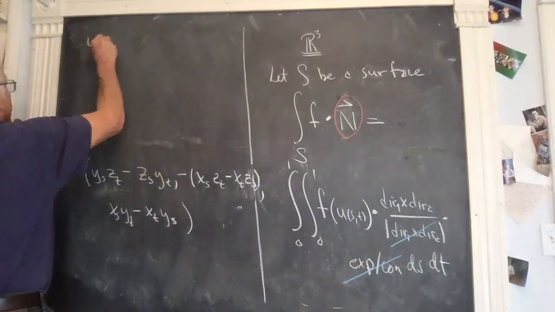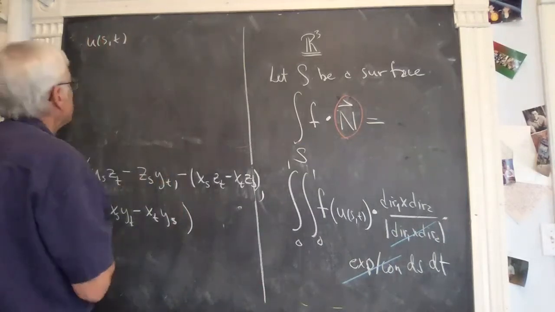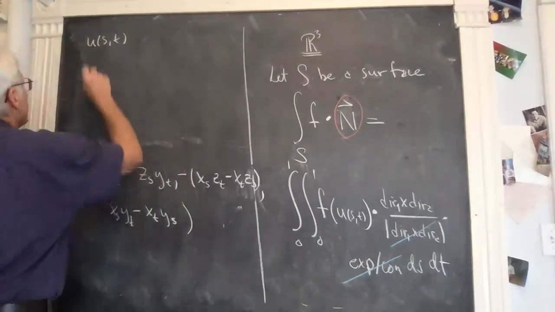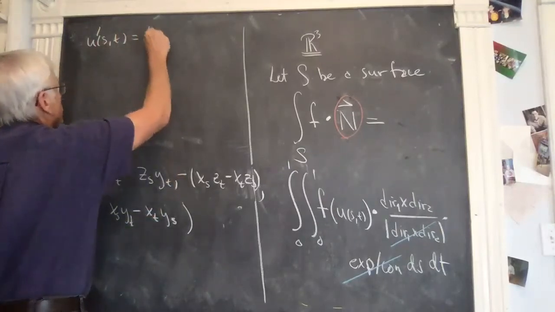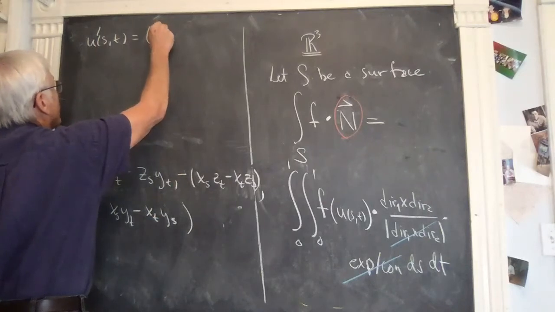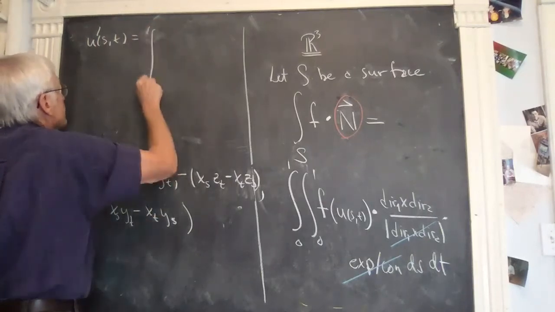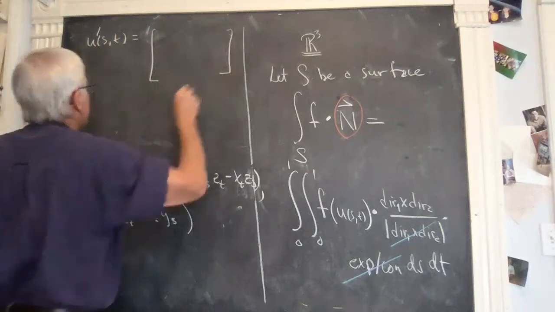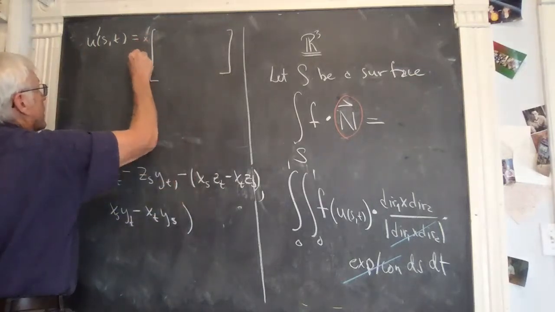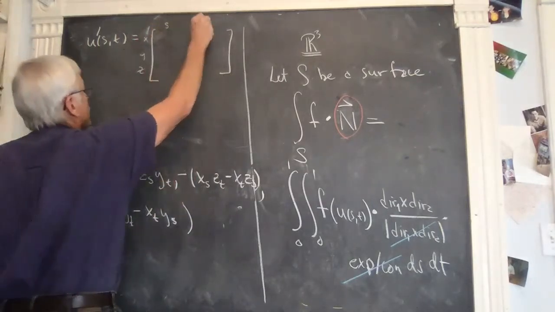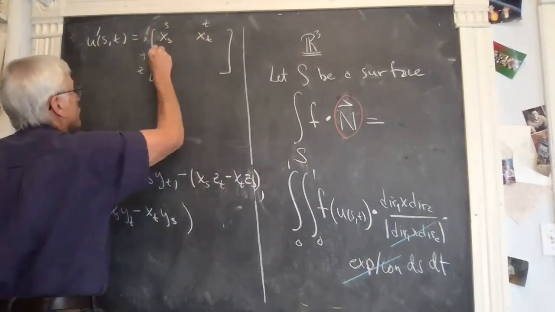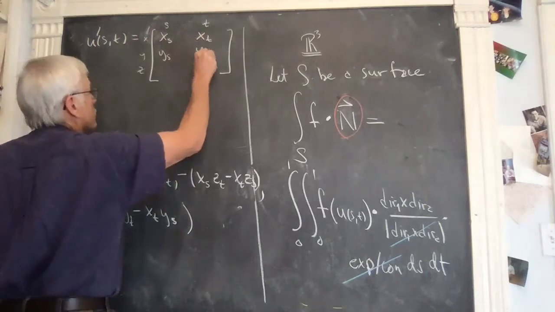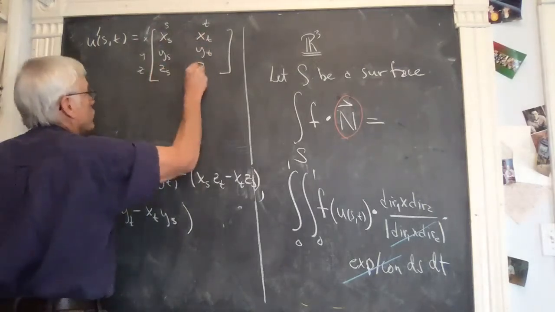Here is u of s and t. And so we want to compute its derivative. So this will be a matrix. We have an x, a y, and a z, and an s and a t. So this is x sub s, x sub t, y sub s, y sub t, z sub s, z sub t.